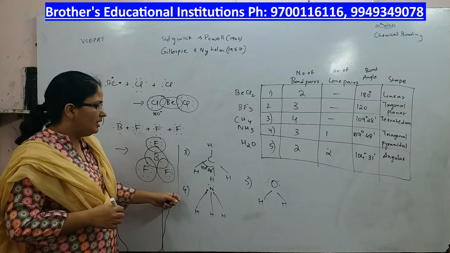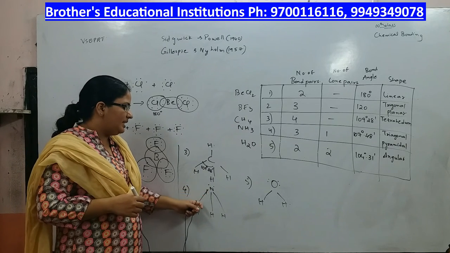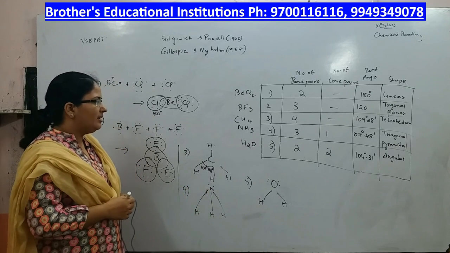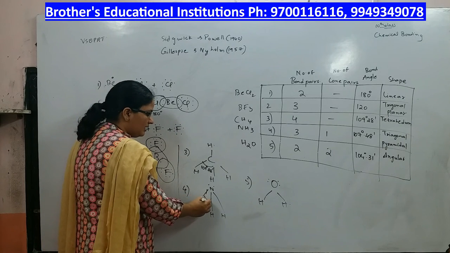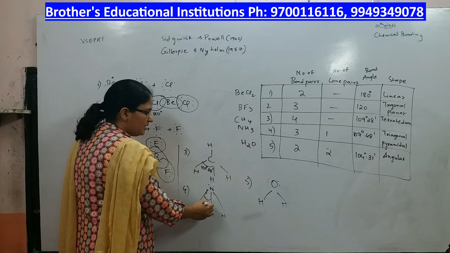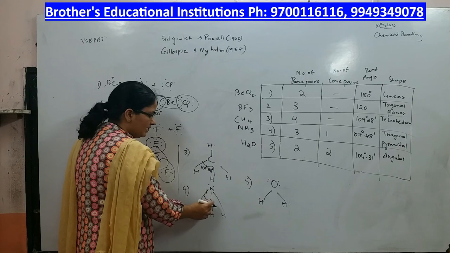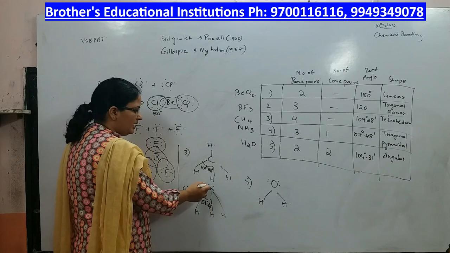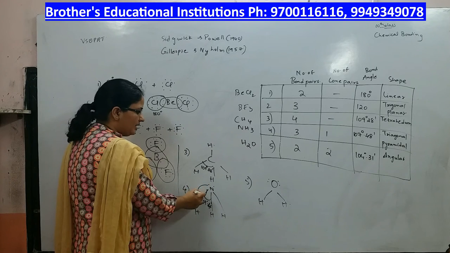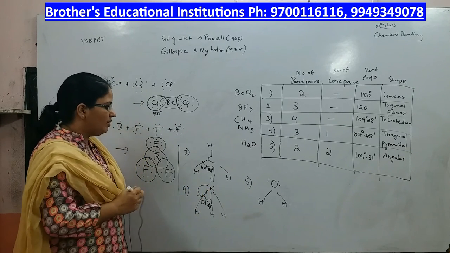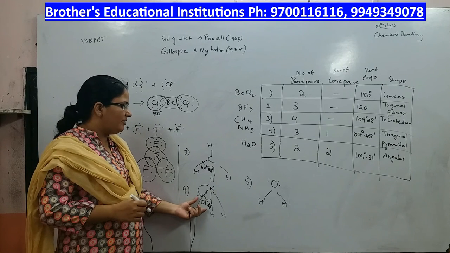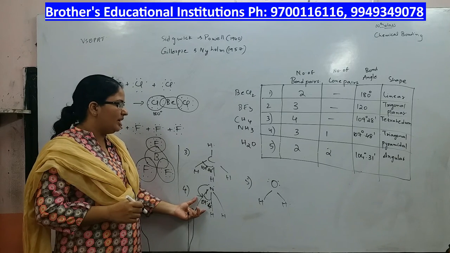The fourth one, you have NH3. Here the bond angle further decreases to 107 degrees 48 minutes. That is because of the repulsion between the lone pair and the bond pairs. Because of the repulsion between lone pair and bond pair, the angle further decreases to 107 degrees 48 minutes.